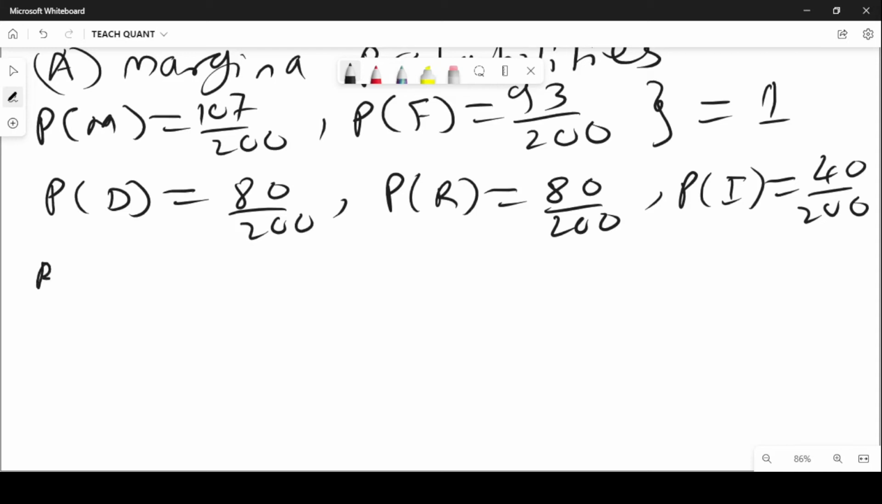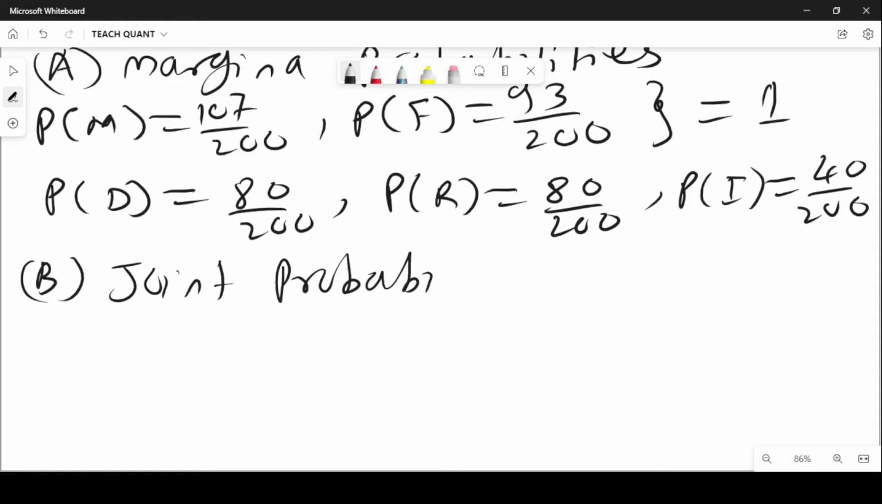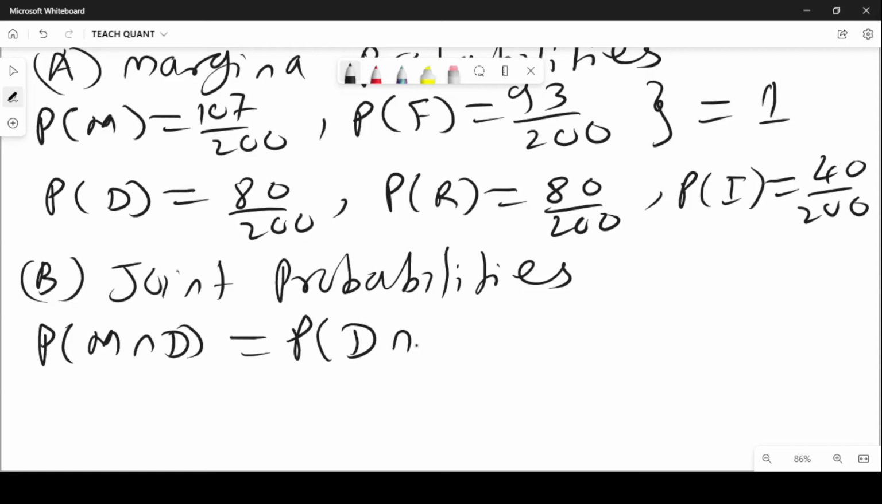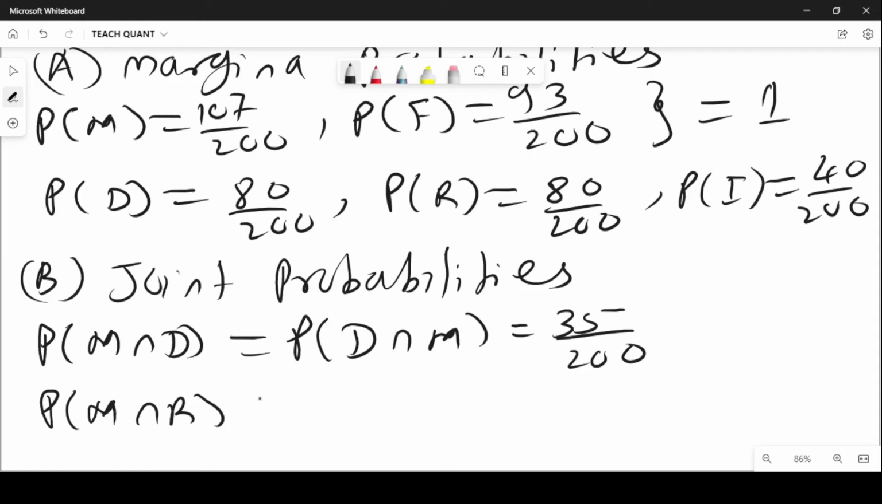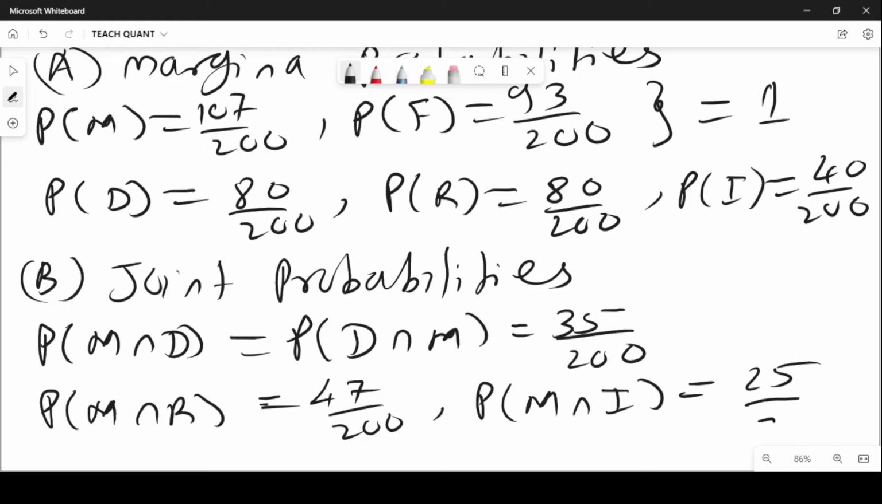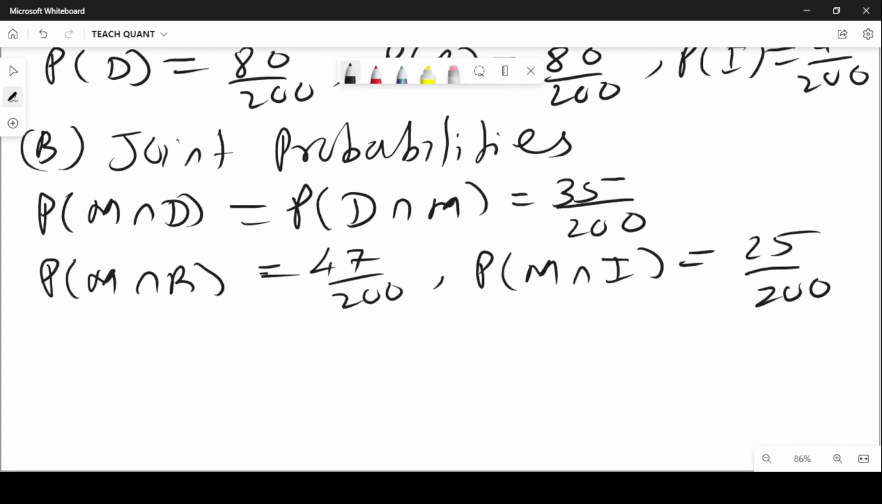So the second category is what we call the joint probabilities. One of them is the probability of a male and a Democrat, which you can also write as the probability of a Democrat intersection a male, and that will be equal to 35 over 200. Then we have the probability of a male intersection Republican, and the value is 47 over 200. And also we have the probability of a male intersection I, which is 25 over 200. So these are all what we refer to as joint probabilities.